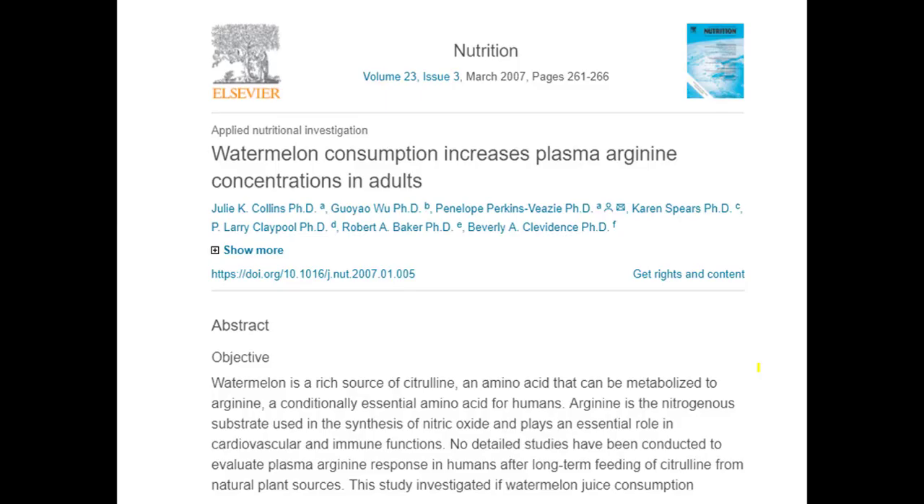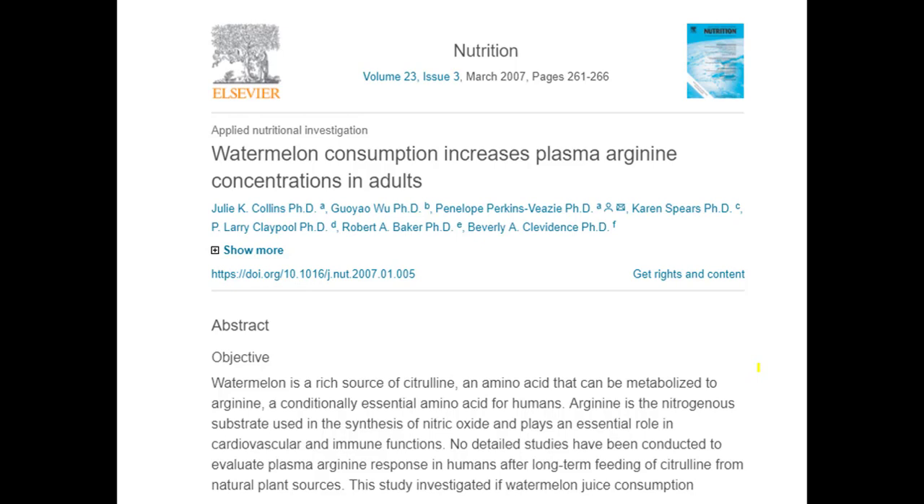Another example, this is a study that was done looking at watermelon, of all things, looking at arginine concentrations, which is an amino acid. It's also a vasodilator in that it can relax the walls of arteries and theoretically improve blood flow. So this was a study that just looked at the levels of arginine that were produced, and it's actually converted in the body into arginine.